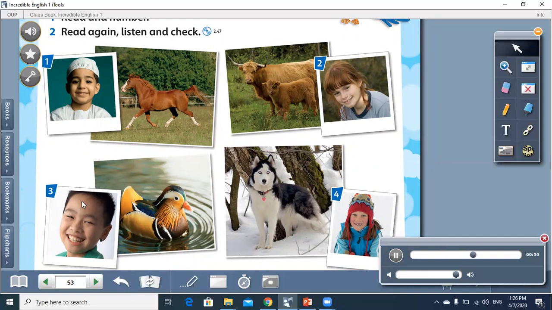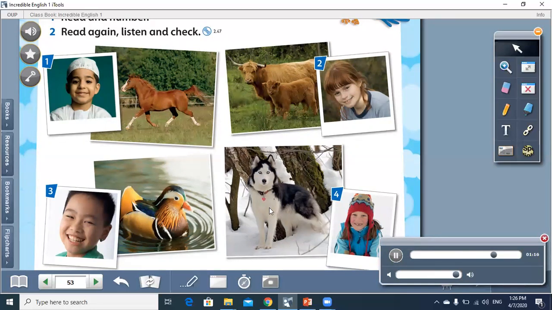My name's Lee. I'm from China. This is a mandarin duck. It's from China too. It's my favorite animal. You can see mandarin ducks in zoos and parks.